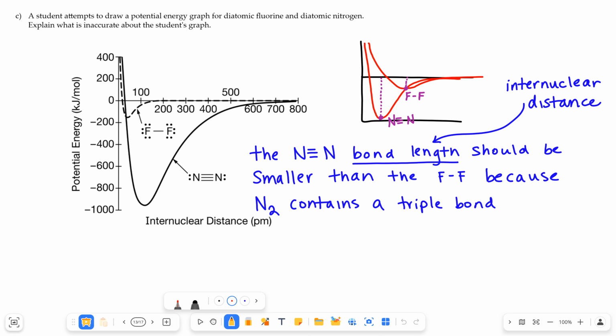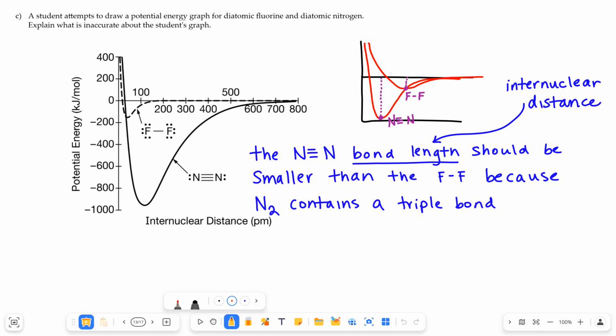However, that triple bond is also going to pull the atoms closer to each other. When you start overlapping those unhybridized p orbitals to make pi bonds, when you have doubles and triples, the atoms are going to be closer to each other. So I really should have a shorter internuclear distance between the nitrogen-nitrogen atoms.